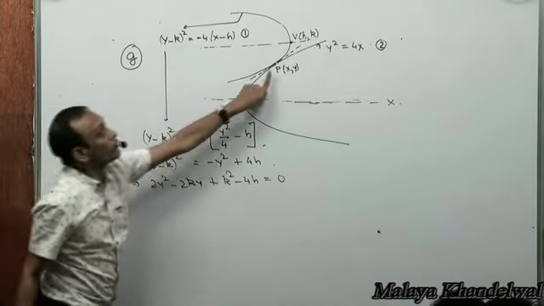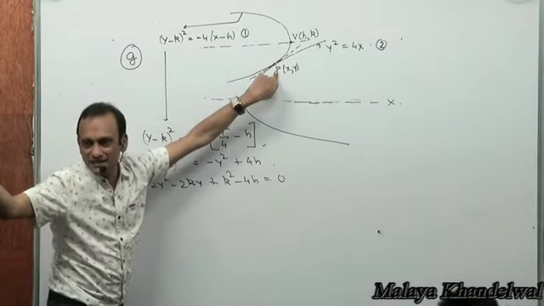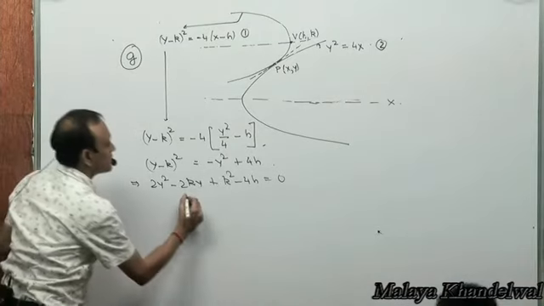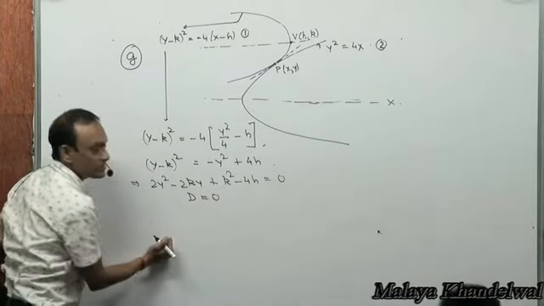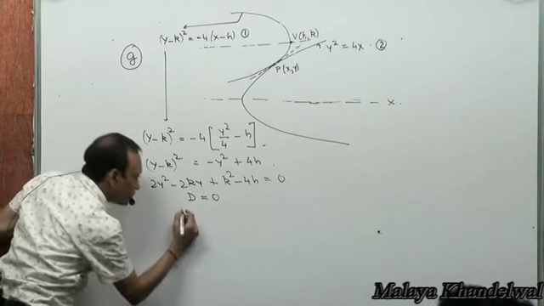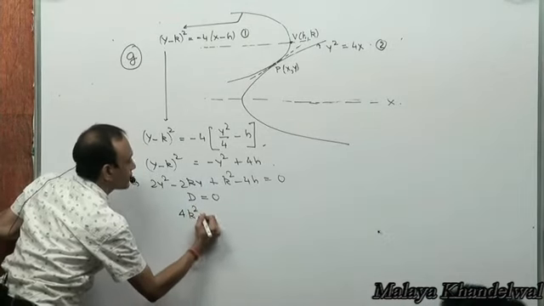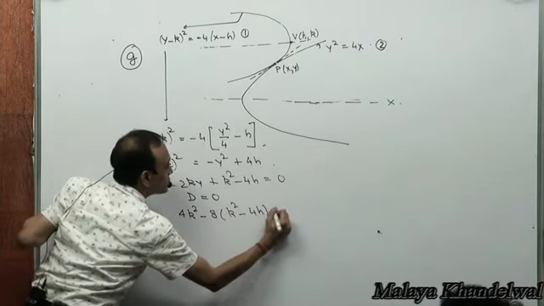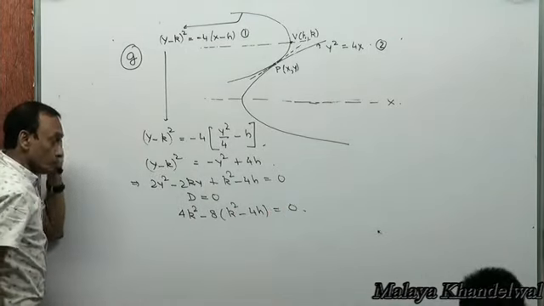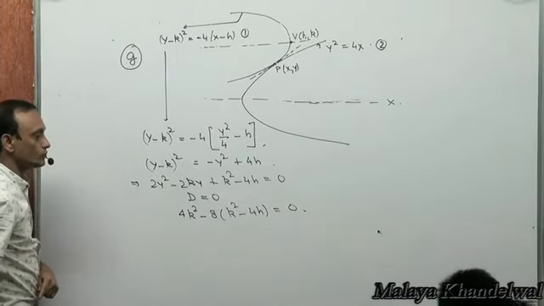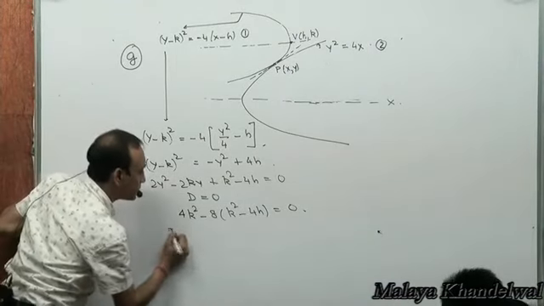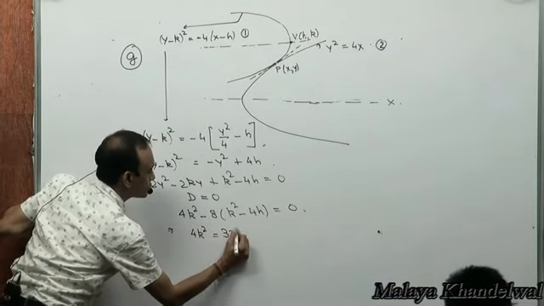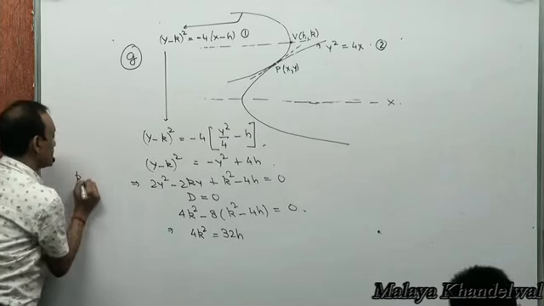What would this y give me? y of P. But there are 2 equal P's. I should get 2 equal roots out of this. That means 2 equal real values of y means discriminant equal to 0. So 4k squared minus 8 into (k squared minus 4h) must be 0. So that gives me 4k squared is 32h, or k squared is 8h.